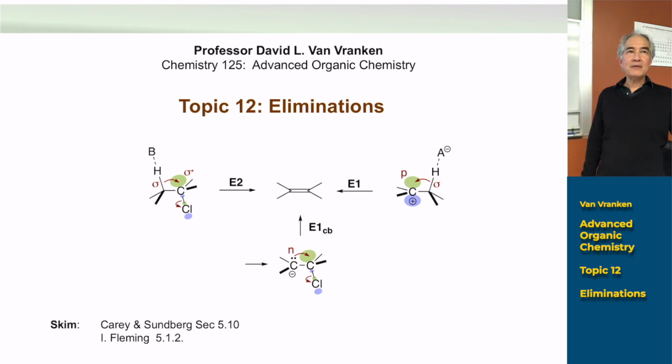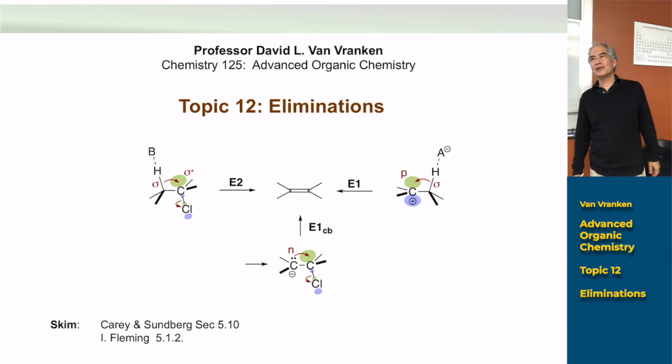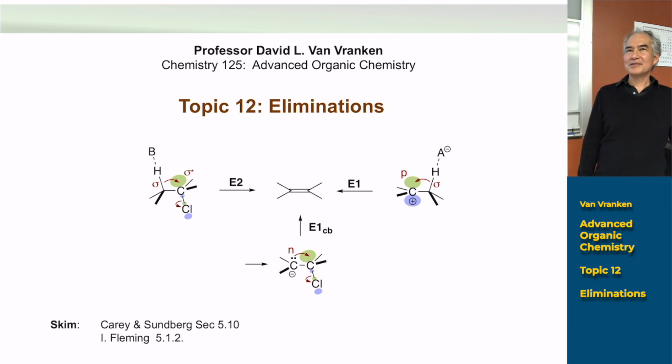Okay, let's talk about E1 and E2 eliminations. You should already know E1 and E2 eliminations. When we teach organic chemistry at an introductory level here at UC Irvine and in most institutions, the first things you learn about are SN1, SN2, E1, and E2. So we're going to talk about this to make sure we understand what's going on with elimination processes.